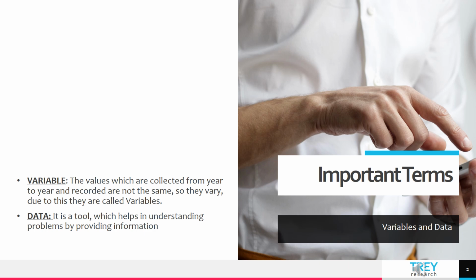The first term which is often used is variable. As we know, variable comes from the word varies. The values which are collected from year to year and recorded are not the same, so they vary. Due to this, they are called variables. So variables are basically the numbers which keep on varying from one year to another, or whatever comparison we are doing. Suppose from this month to last month, from last month to previous month. The variables keep on changing.